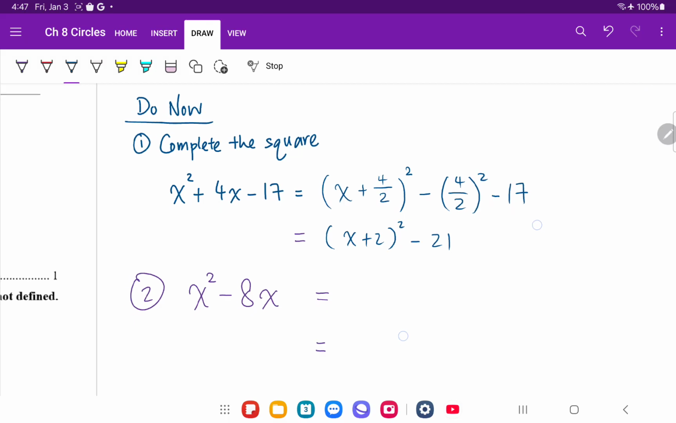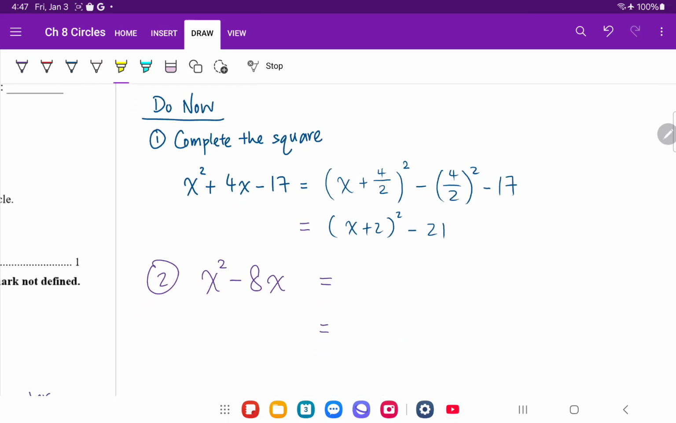Now, moving along, question 2 is very relevant to chapter 8, so I need you to pay close attention to this. To complete the square for this, you will notice that at the end of the expression, the constant term is missing. Just now there was a negative 17. Now there isn't. But does that change the method? It doesn't change. So let's see how we proceed to complete the square.